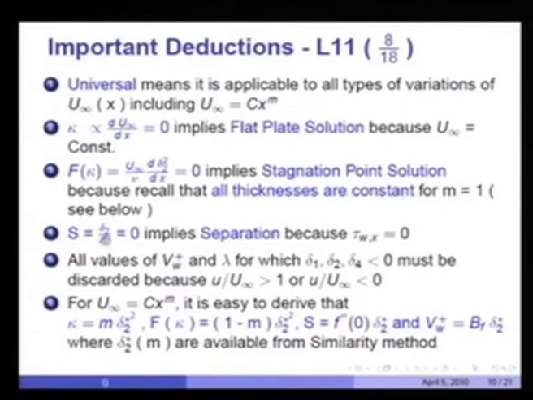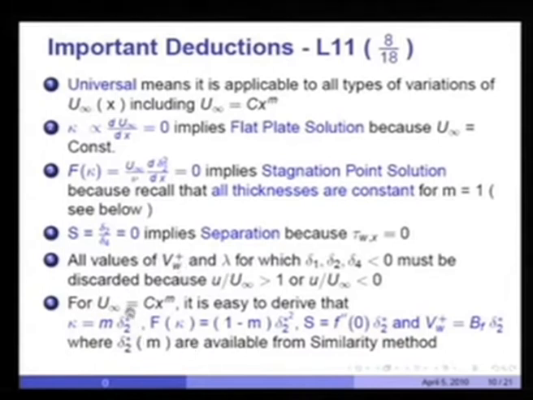Shear parameter S equal to 0, delta 2 over delta 4 equal to 0, implies that delta 4 is infinite, which in turn implies that tau w is equal to 0, and it represents separation. All values of V w plus and kappa for which delta 1, delta 2, delta 4 are less than 0 must be discarded, because for these values u over u infinity is either greater than 1 or less than 0, which means those are inadmissible values of V w plus and kappa.